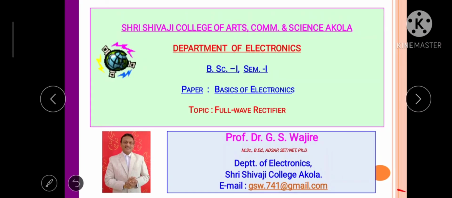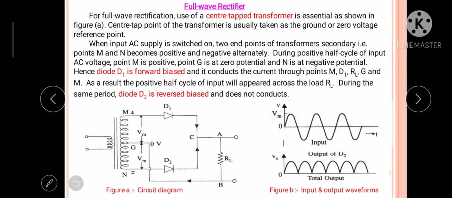Friends, today's topic for discussion is full wave rectifier. Friends, already we have discussed half wave rectifiers in detail. Also we have discussed its circuit diagram, its input and output waveforms, related expression for efficiency and its advantages along with disadvantages. In the same pattern, we have to discuss full wave rectifier.